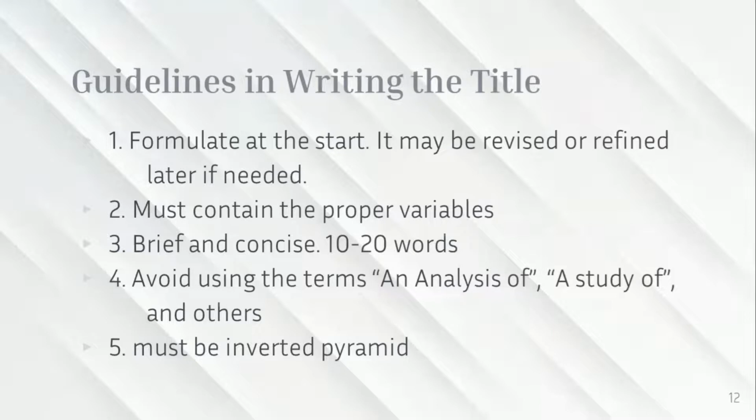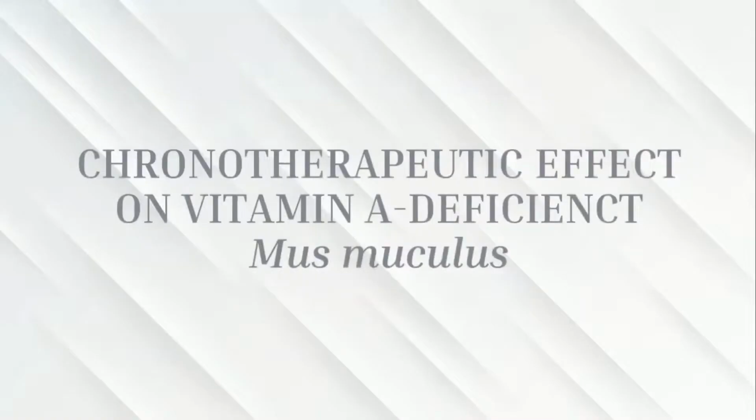Avoid using the terms an analysis of, a study of, an investigation of, a comparative study of, and others. All these things are understood to have been done or to be done in a research project. If the title contains more than one line, it must be written like an inverted pyramid. Example: chronotherapeutic effect on vitamin A deficiency, musculus.